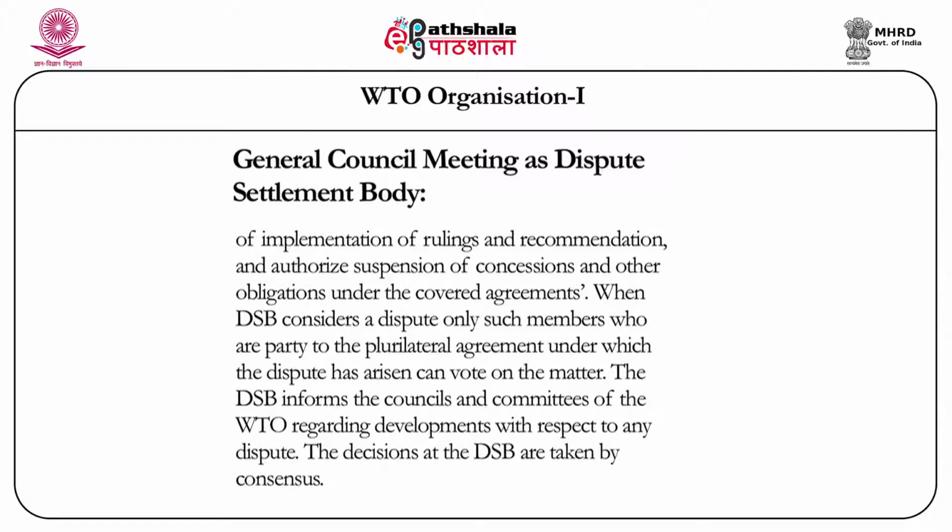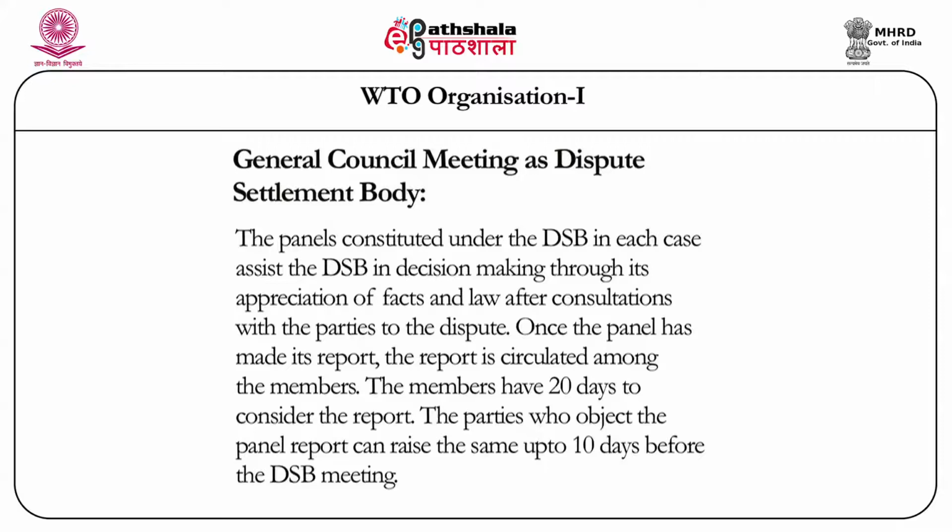When the DSB considers a dispute, only such members who are party to the plurilateral agreement under which the dispute has arisen can cast a vote on that matter. The DSB informs the councils and committees of the WTO regarding developments with respect to any dispute. The decisions of the DSB are taken by consensus. The panels constituted under the DSB in each case assist the DSB in decision making through its appreciation of facts and law after consultations with the parties to the dispute.